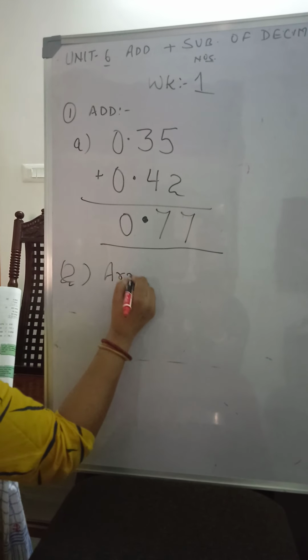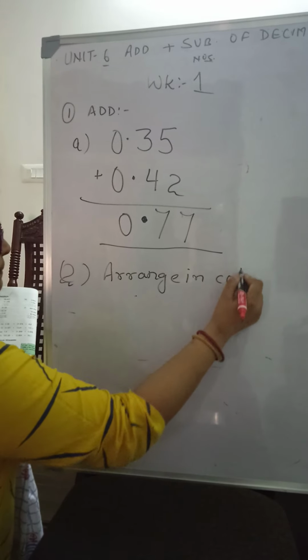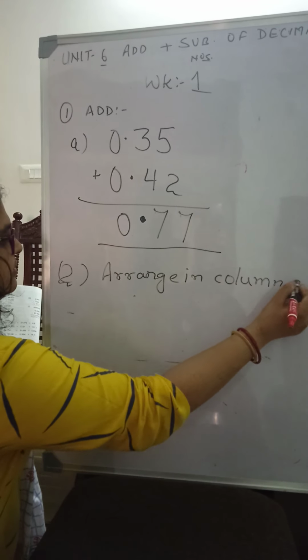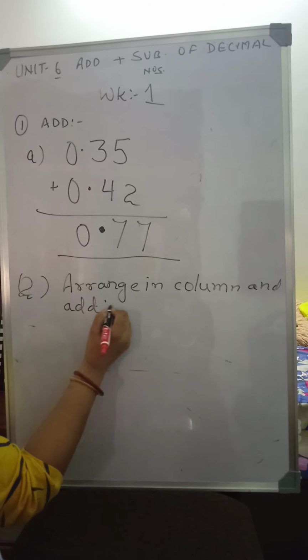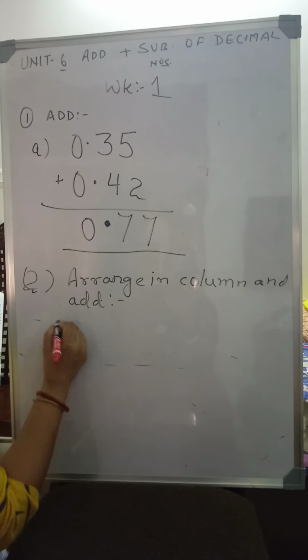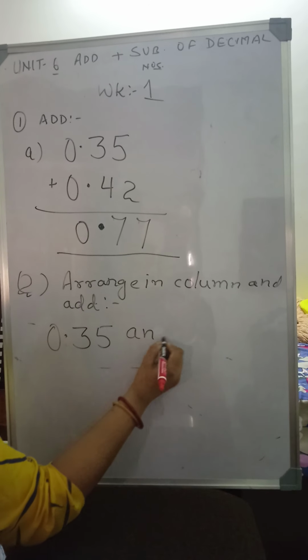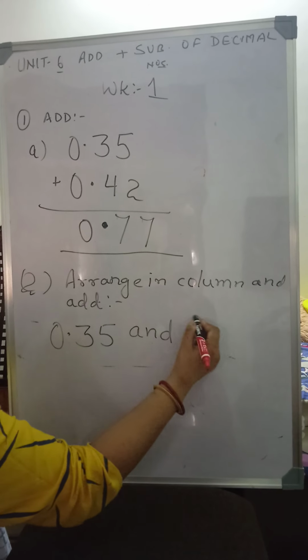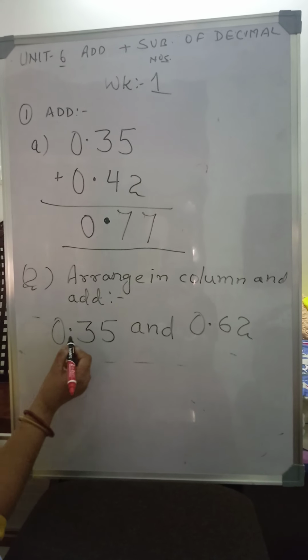Arrange in column. Arrange in column and add. Firstly, you have to arrange the numbers in column. For example, 0.35 and 0.62. So firstly, these are added.